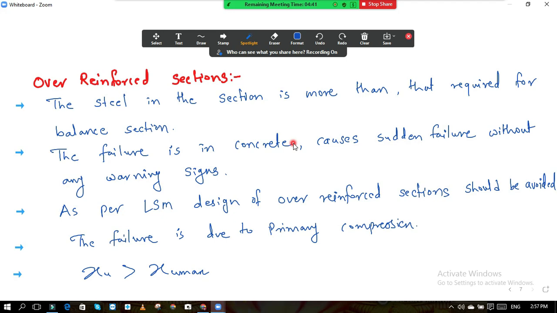So these are the important points which I wished to cover before moving to the next MCQ questions. Okay, so in the next lecture we will take the MCQ questions based on this singly and doubly reinforced sections. Okay, so be prepared for that. We will take those MCQs.